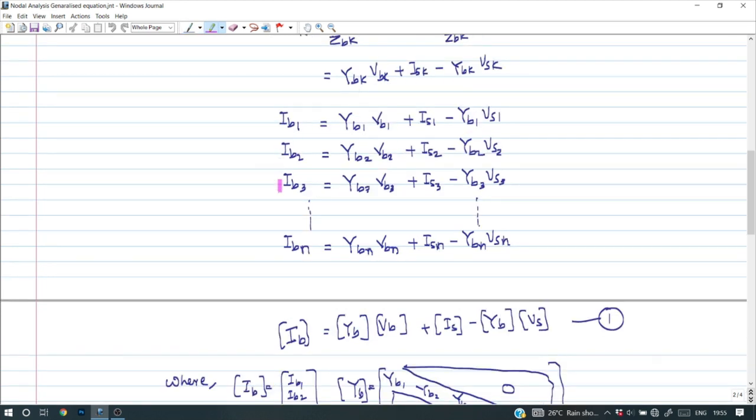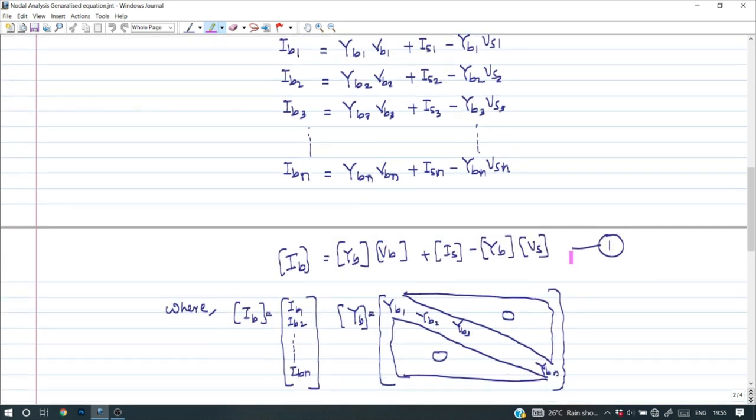Now we can represent this set of equations in matrix form like this. IB is equal to YB, this is the admittance matrix, times VB, the branch voltage matrix, plus IS, the source current matrix, minus again the admittance matrix YB into VS, the source voltage matrix. Let it be equation number 1.